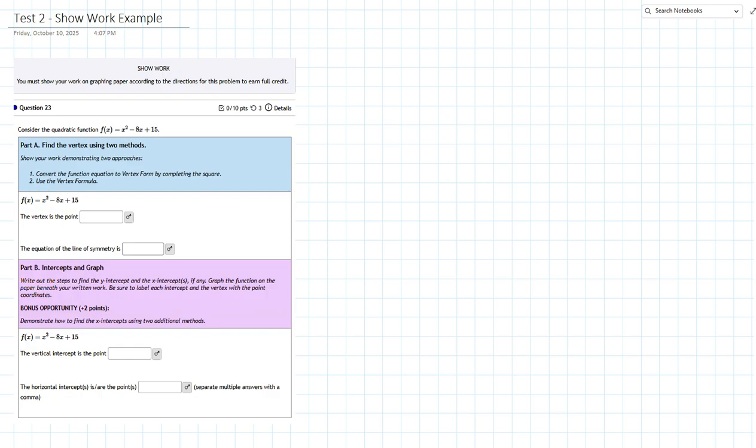Number one, convert the function equation to vertex form by completing the square. And method two is to use the vertex formula. So let's begin with vertex form. Vertex form of a quadratic function would be f of x equals a times x minus h quantity squared plus k.